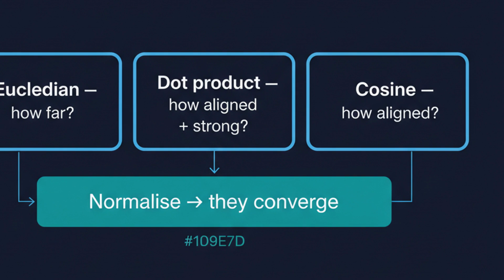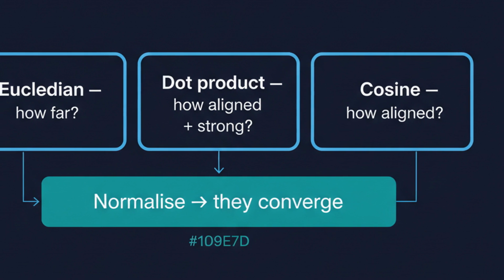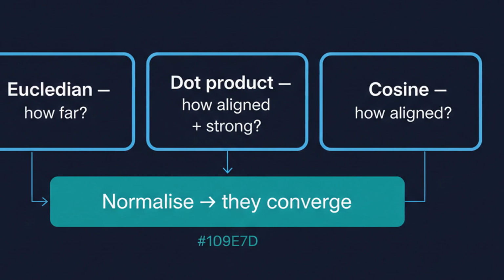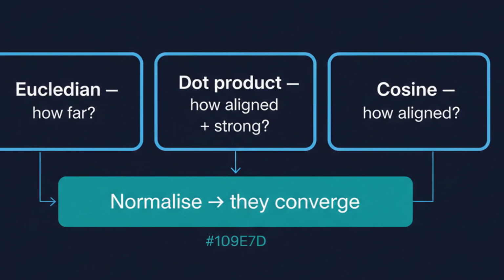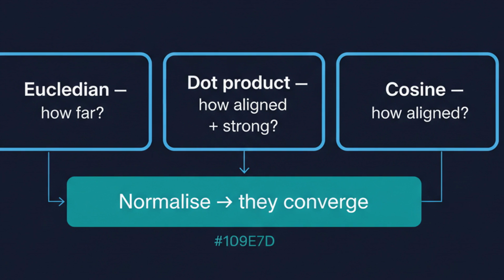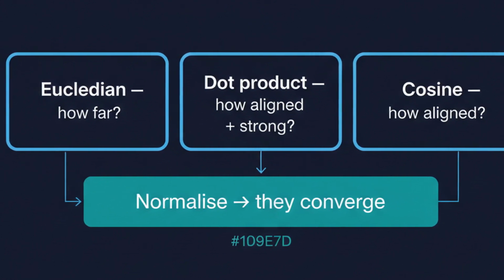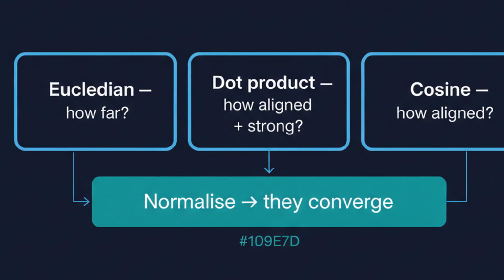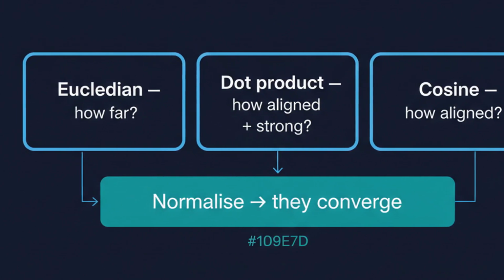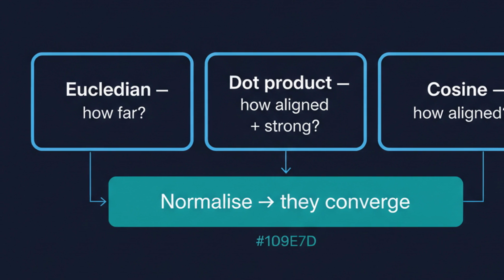Let's tie it together. All 3 metrics measure closeness, but answer different questions. Euclidean asks how far apart. Dot product asks how aligned and how strong. Cosine asks how aligned regardless of strength. Normalize your vectors and the differences mostly vanish. Which is why normalization is the quiet hero of similarity search. Master this, and your search results will finally make sense.